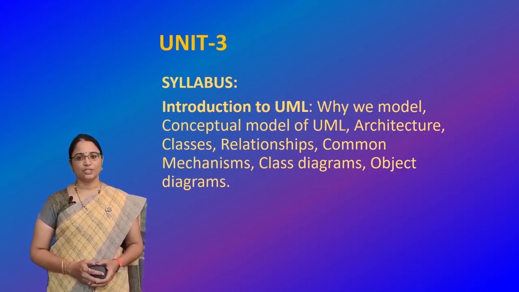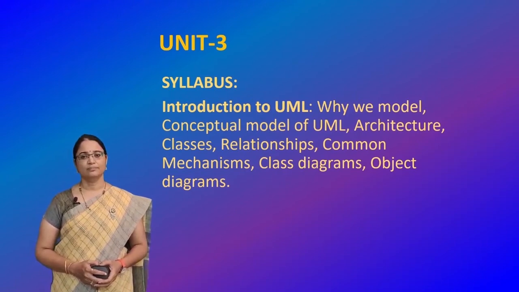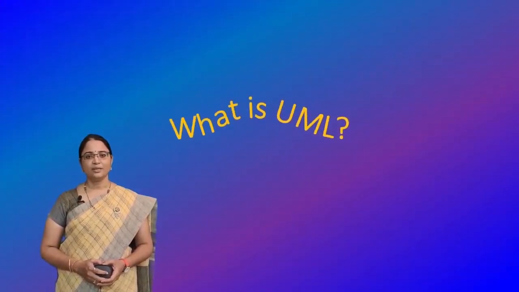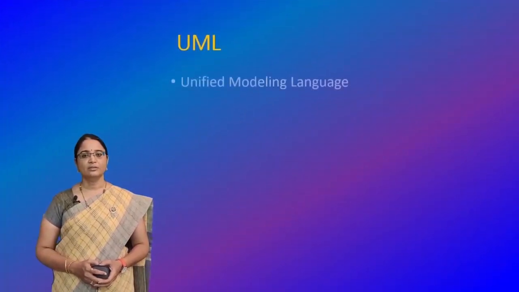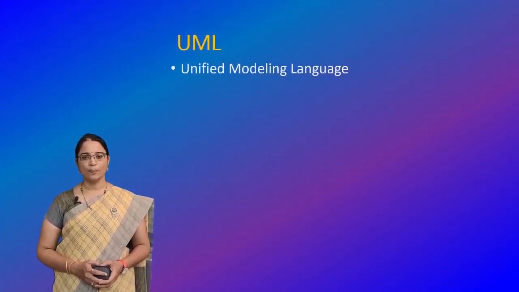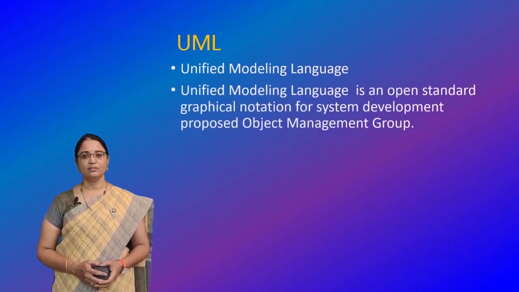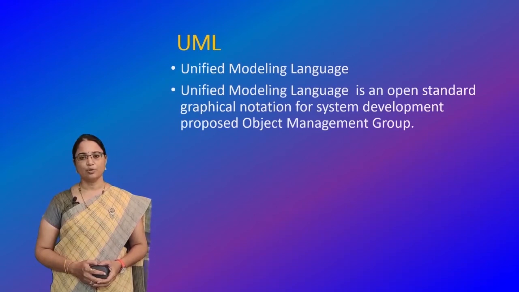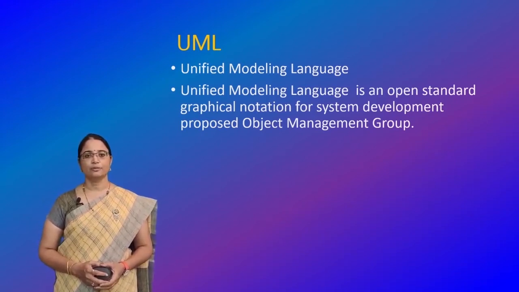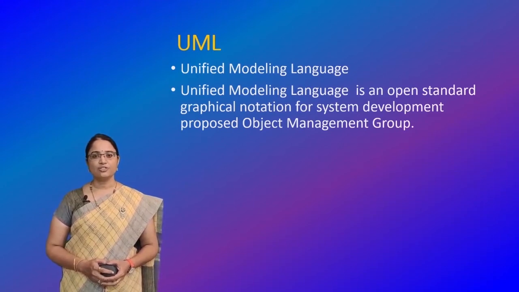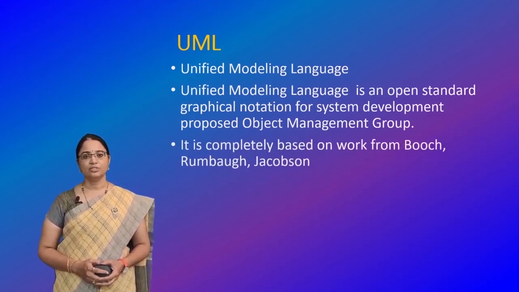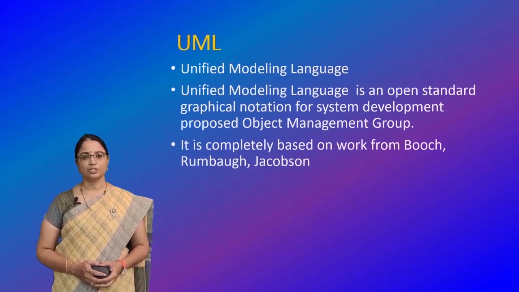Let me start with the question, what is UML? UML stands for the Unified Modeling Language. Unified Modeling Language is an open standard graphical notation for system development proposed by Object Management Group. Object Management Group is a consortium of software. The notation is based on work from Grady Booch, James Rumbaugh, Ivar Jacobson.